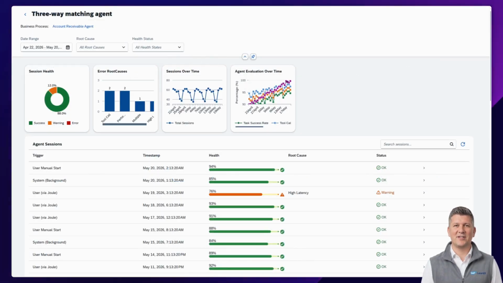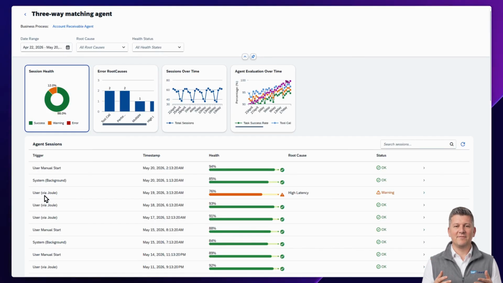But beyond high-level metrics, the platform enables a deeper operational view. With a single click, users can drill down into the observability dashboard in SAP Cloud ALM, where performance is measured in terms that matter to the business. For example, with the three-way matching agent, John can track goal completion rates and execution quality, such as tool call accuracy. Session health is visualized clearly, highlighting successful interactions, potential warnings, and any critical failures, giving you immediate confidence in operational stability.